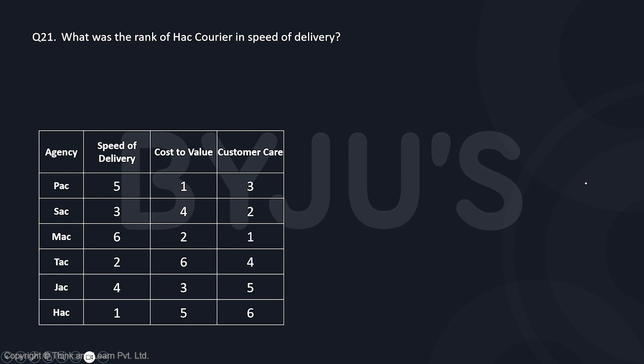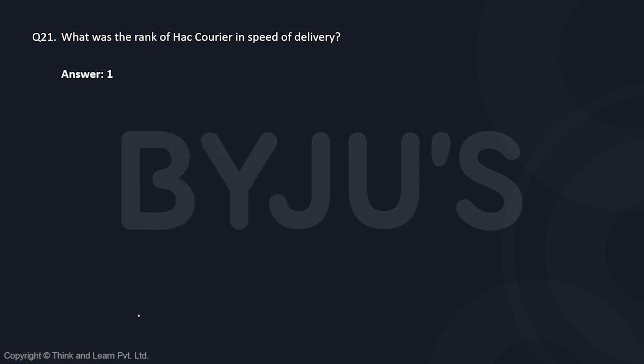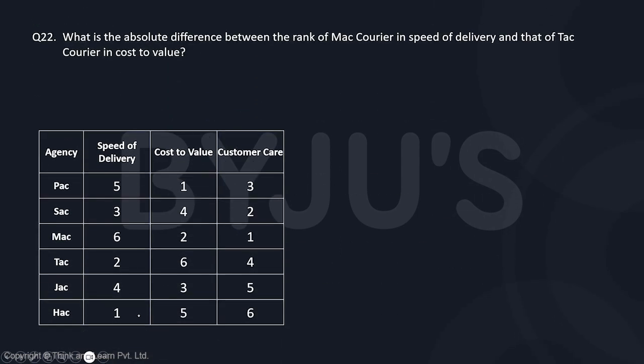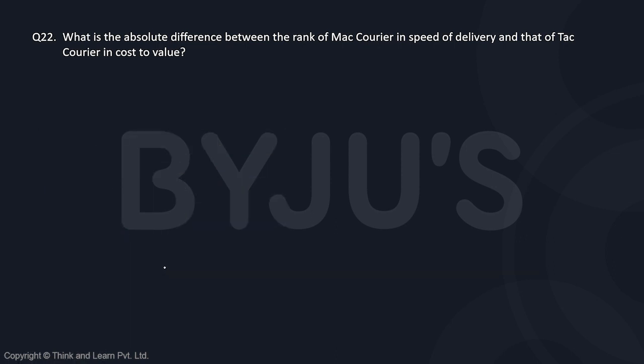What was the rank of hack courier in speed of delivery? So hack courier in speed of delivery is ranked 1. The answer is 1. What is the absolute difference between rank of mac in speed of delivery, that is 6, and that of tac in cost of value, that is 6? The difference is 0.